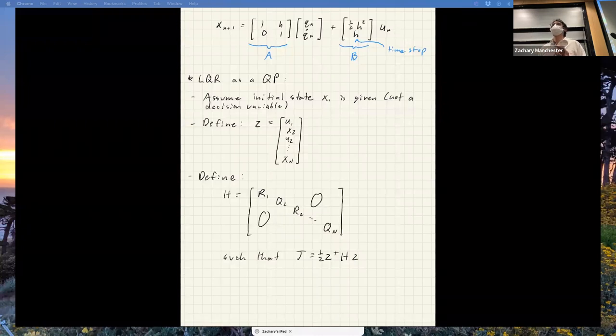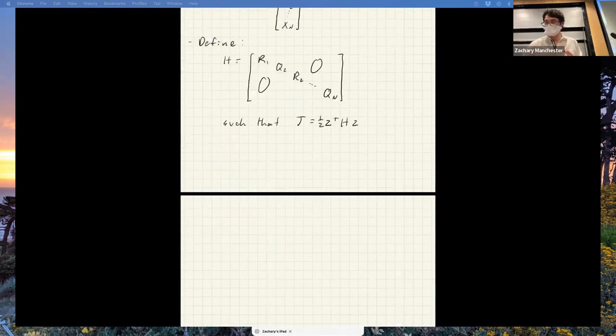So the row before Q N, that's N minus one? Yes, yeah. So it's just alternating Qs and Rs such that it lines up with that vector Z, right? So all the time steps are stacked.